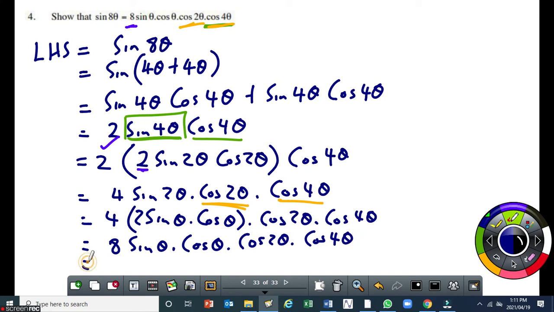Then I can say the left hand side is equal to the right hand side. So I've used the double angle 3 times for me to end up having that coefficient which is equal to 8. All right.